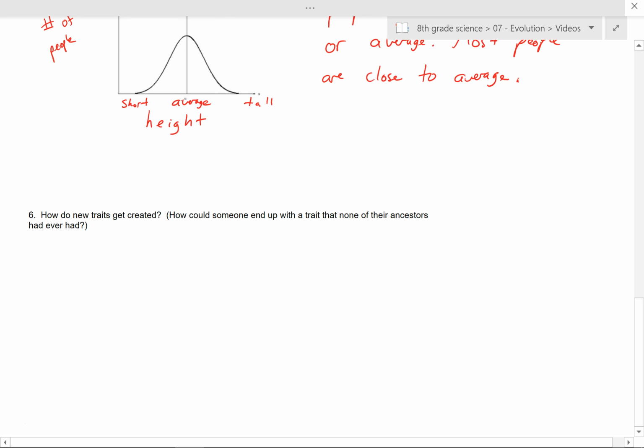All right, last up, how do new traits get created? We don't want to describe getting some trait from mom or dad here, because that wouldn't be the creation of a trait. That'd be passing on a trait that already existed. In general here, mutations are how new traits get created. These are just random mistakes which are made as DNA is copied.